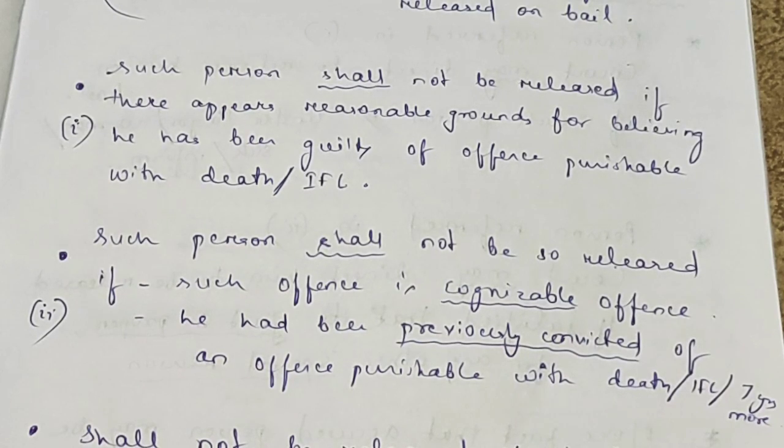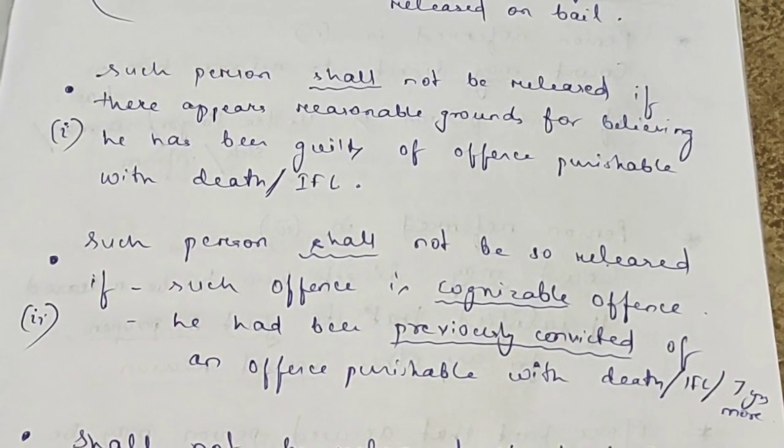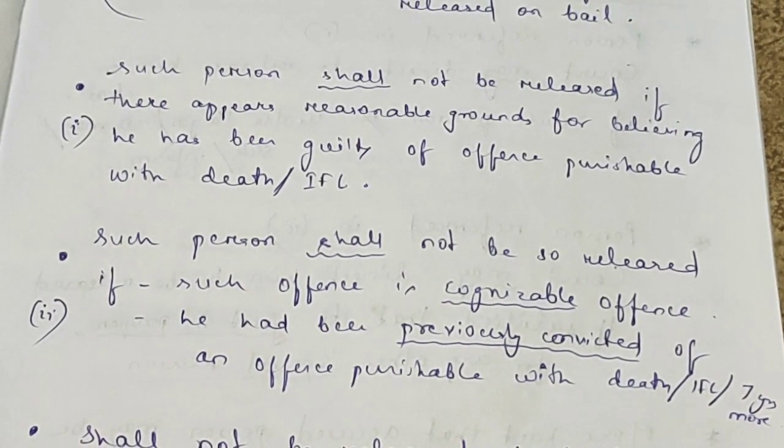Here the words "there appear reasonable grounds for believing" obviously do not mean a mere suspicion or conjecture. The words mean such grounds as are based on reasons and logic and are not bereft of reasons. The grounds should be such as may lead one to believe that the accused is guilty of such an offence.